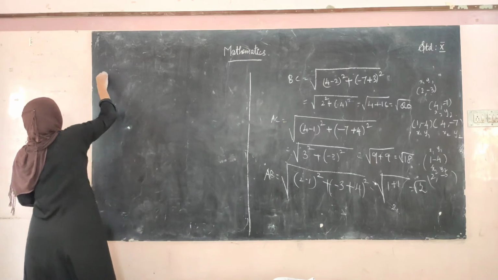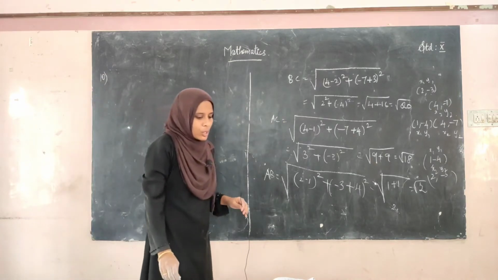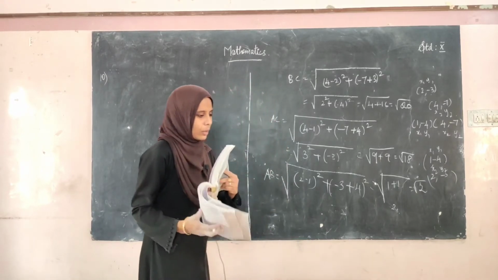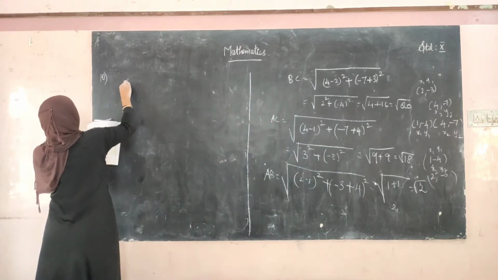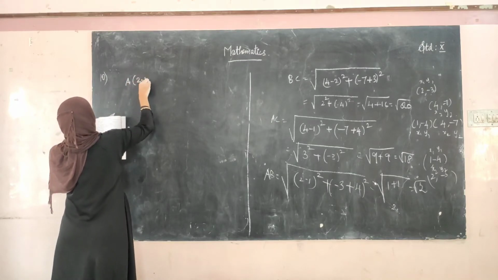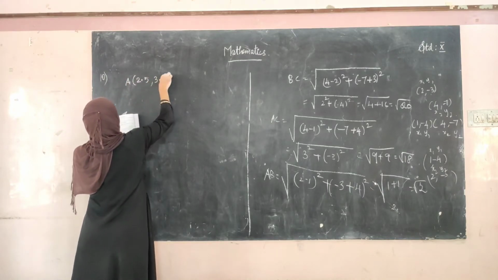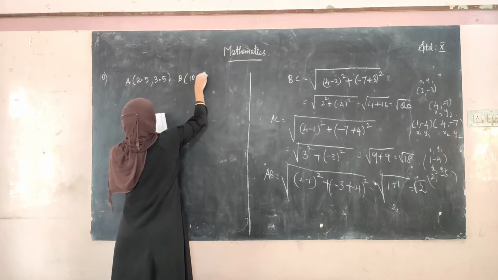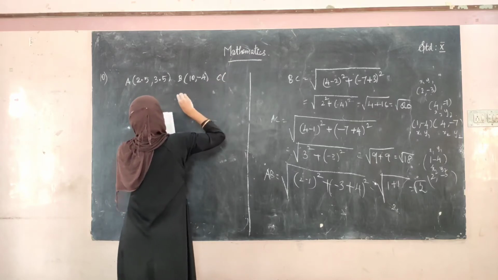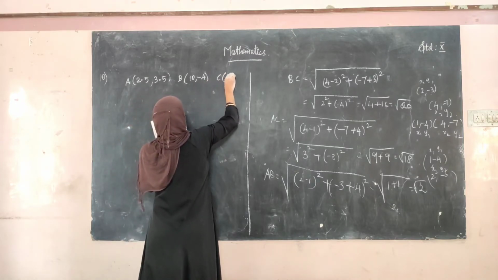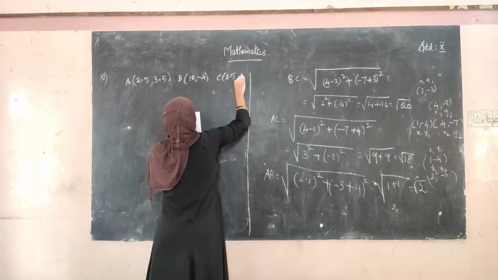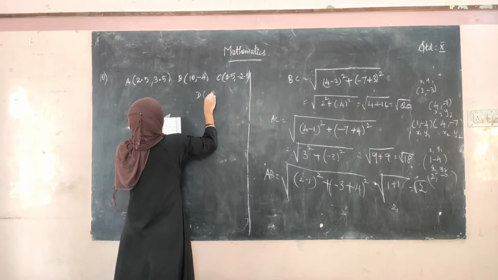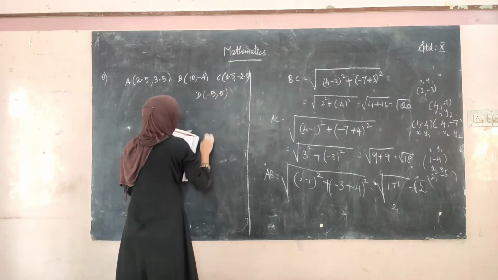Okay, see the 10th sum, what they have given. Show that the given points form a parallelogram. What are the points here? A of 2.5 comma 3.5, B of 10 comma minus 4, C of 2.5 comma minus 2.5, and then D of minus 5 comma 5.